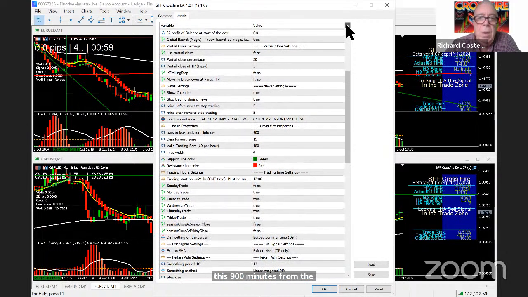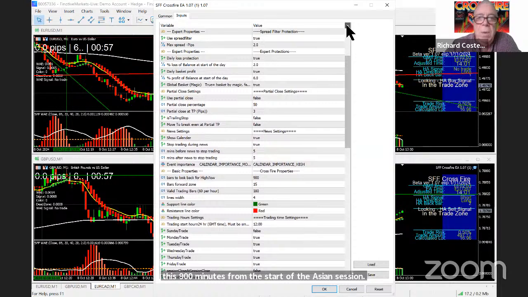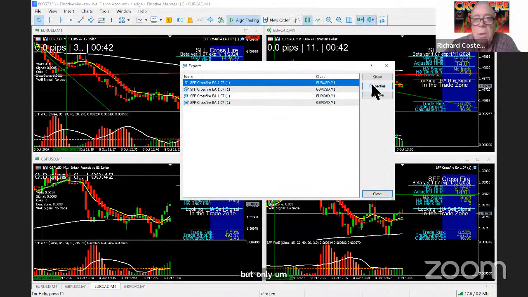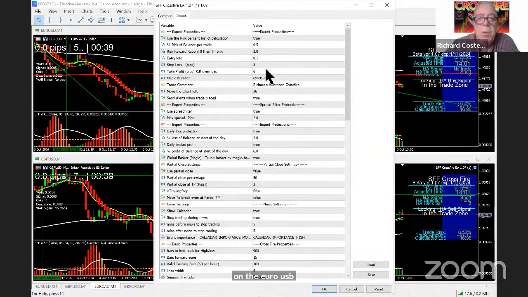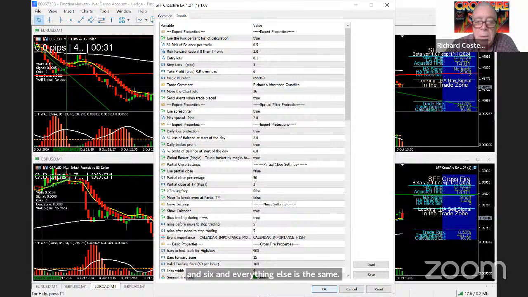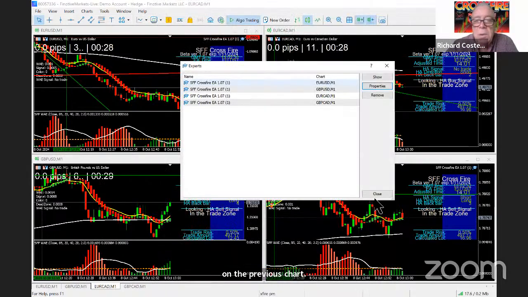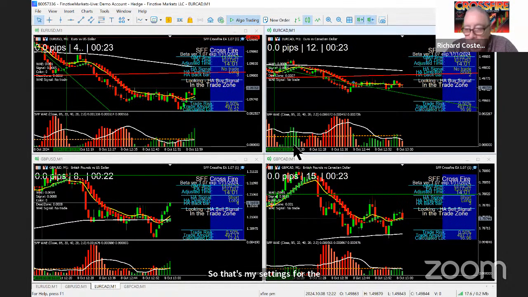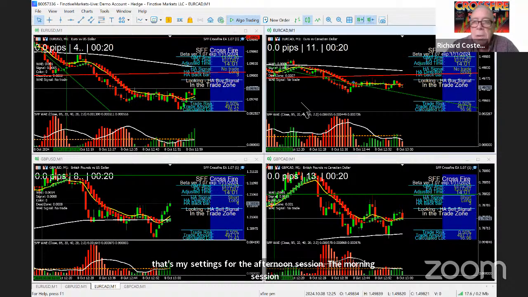And on the afternoon sessions, I've lumped all these three together on those settings, but on the Euro USD, the only thing I've changed is the stop loss. I've made it 3 and 6, and everything else is the same as it was on the previous chart. So that's my settings for the afternoon session. The morning session, I'll just really quickly show you that. I'm just looking to see if there's anything happening.